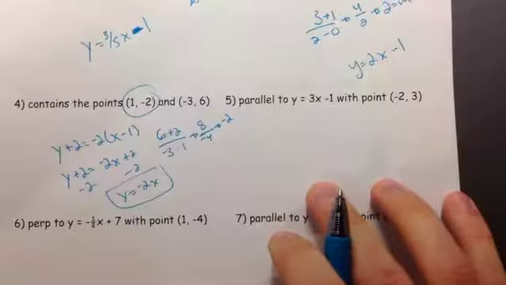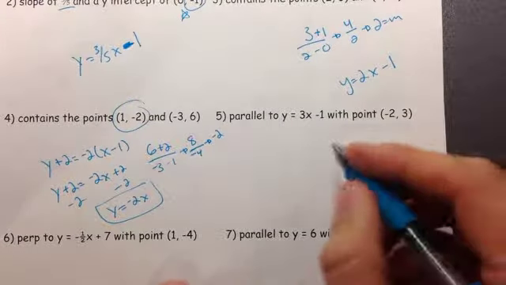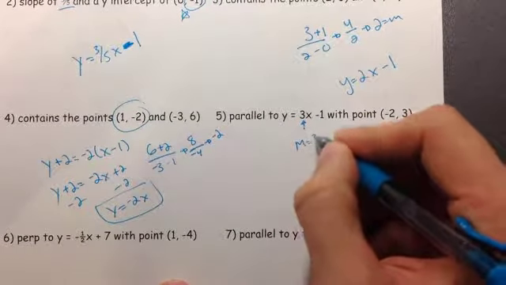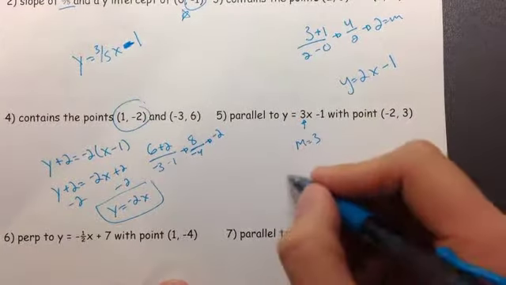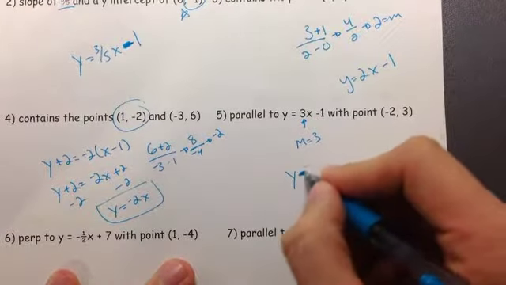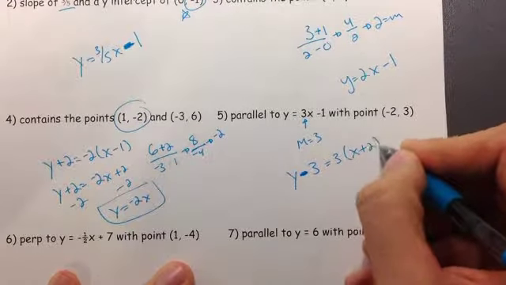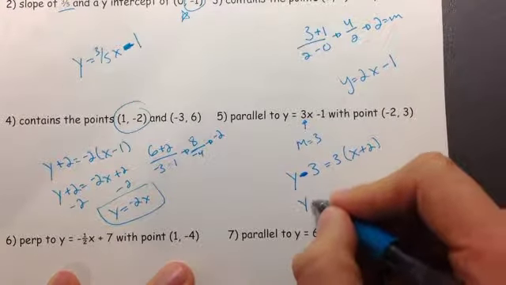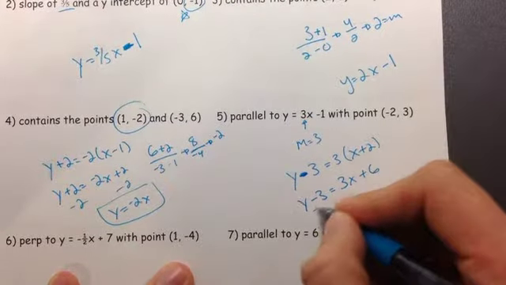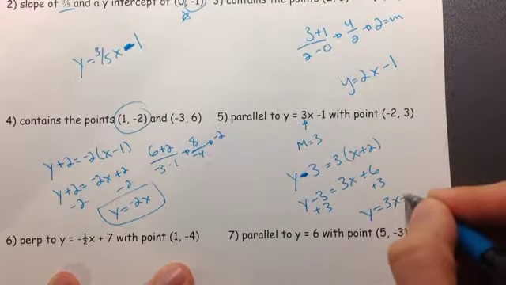On number 5, I want to be parallel to this line. I want to go through this point. If I'm parallel to this line, I'm going to have the same slope. So my new slope is going to be 3, just like my old slope was. And I'm going to use point slope. So y minus 3 is equal to 3 times x minus -2. And then I need to solve this for y, so I can get it into slope-intercept form. Add the 3, and I'll get y is equal to 3x plus 9.